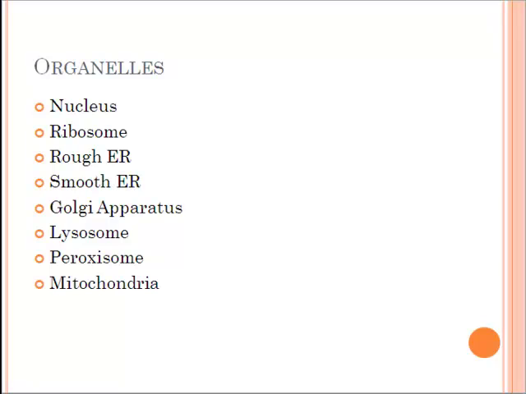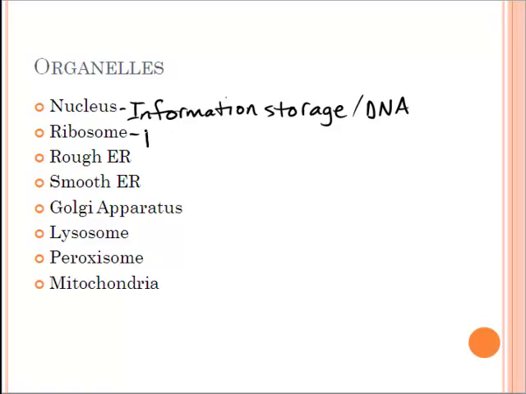First of all, we have the nucleus. The function of the nucleus, as we mentioned before, is information storage. It houses the DNA, our genetic information that makes us who we are. There's ribosomes. Ribosomes function in protein synthesis. Proteins are one of the types of organic molecules, and it's in our ribosomes within our cells that these proteins are built. So synthesis means to build or to make something.